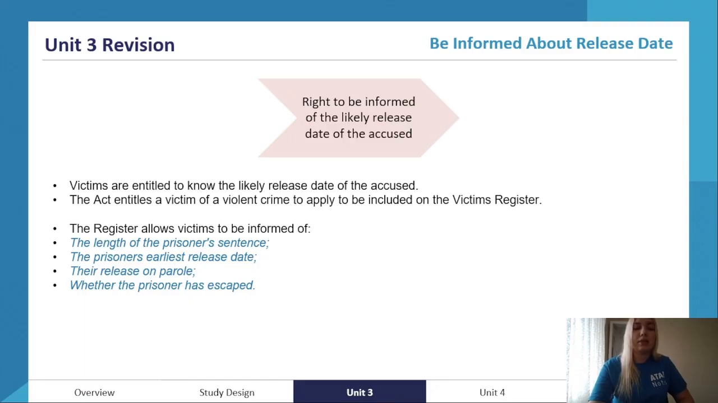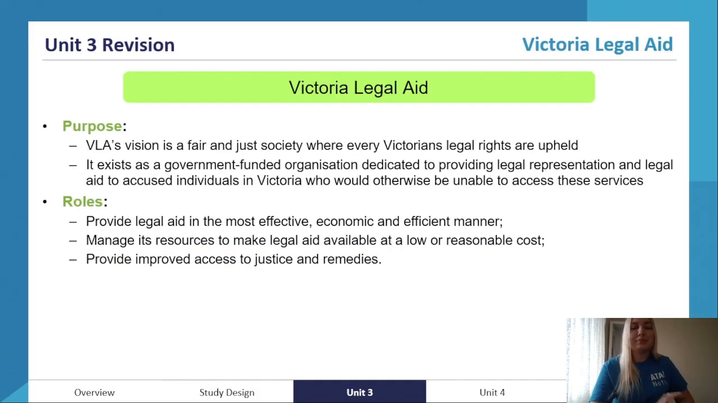So it's a criteria that we must be on the victims register, but there are some additional things we'll be informed of. Not just the release date, 14 days before they are released, but also the entire length of the prisoner's sentence when they're found guilty, including their possible earliest release date if they are released on parole. And if they are released early on parole, the victim must be informed of that as well. And if the prisoner escaped somehow, they would also be informed of that as well.